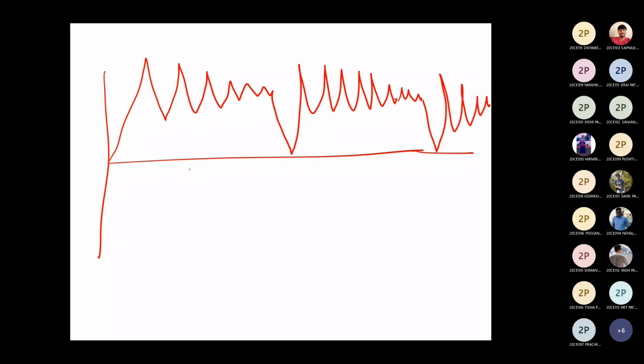Then again packet loss goes down. So these phenomena will be repeated endlessly. This is TCP.